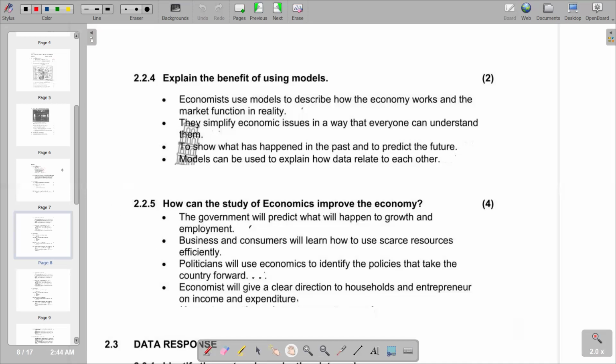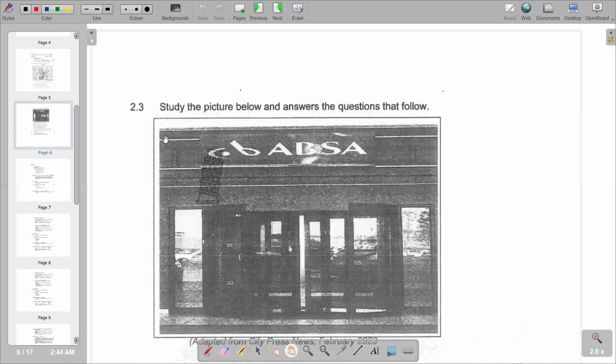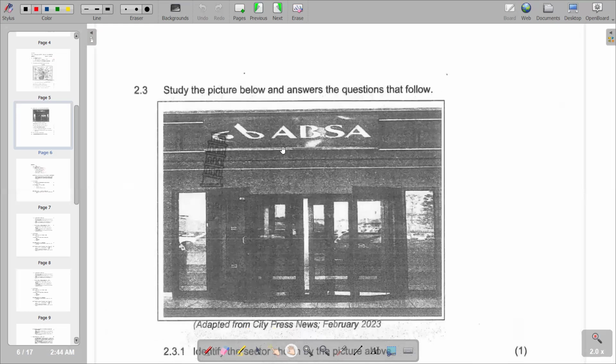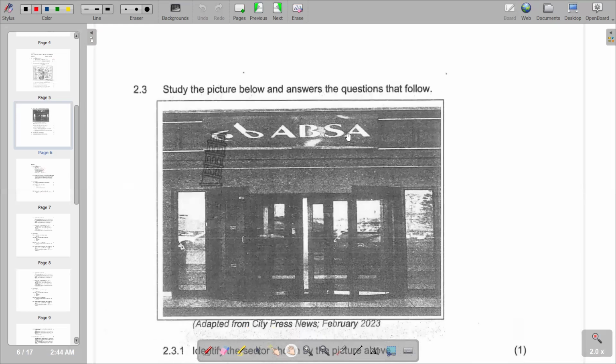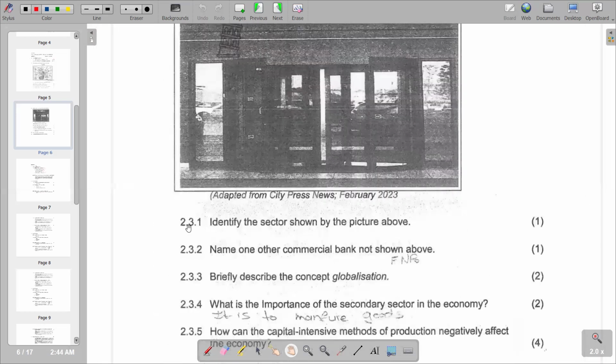Then we go to the next part of the question. We now go to the next page, where we have 2.3, which says study the picture below and answer the questions that follow. Our picture is not very clear, but something is written on top, which is ABSA, and we know that ABSA is a bank. Beneath that, 2.3.1 is: identify the sector shown by the picture above.